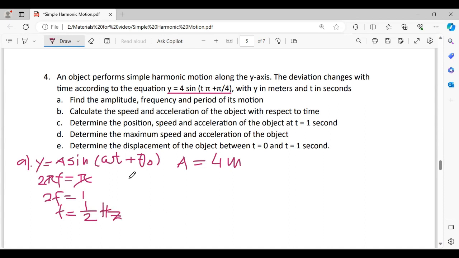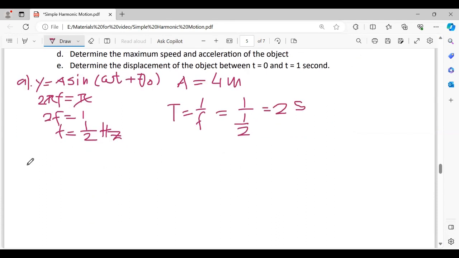This is for frequency, and then for period, through the formula we learned just now, T equals 1 over F, or 1 over half hertz. It's going to be 2 seconds. Okay. Yeah, that's A. And next B, for question B.